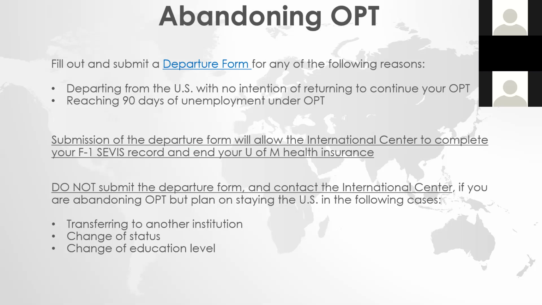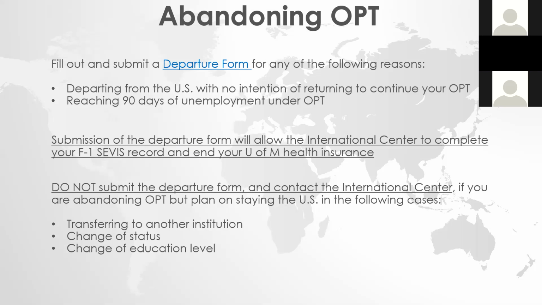All right, speaking of ending your status, so abandoning OPT. You're going to want to fill out and submit a departure form for any of the following reasons. You are departing from the US with no intention of returning to continue your OPT. If you are leaving the US to go visit family and you're planning on coming back to the US to continue your job, you do not need to fill out a departure form. The departure form is for only if you are absolutely 100% sure that you are leaving the US and not returning to continue your OPT.